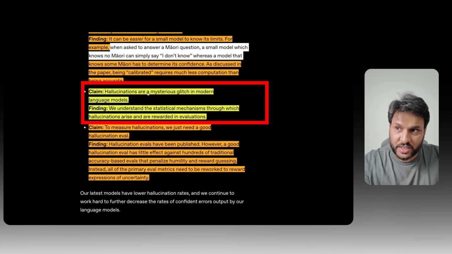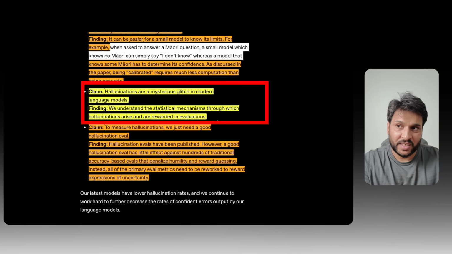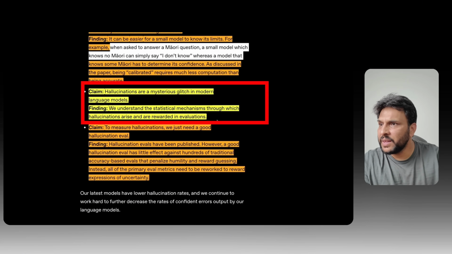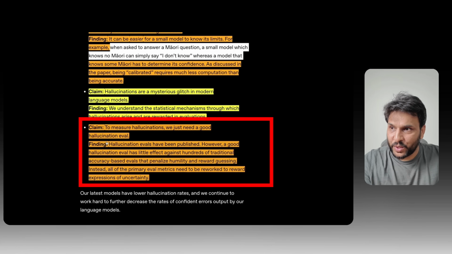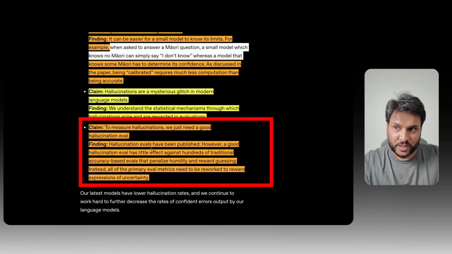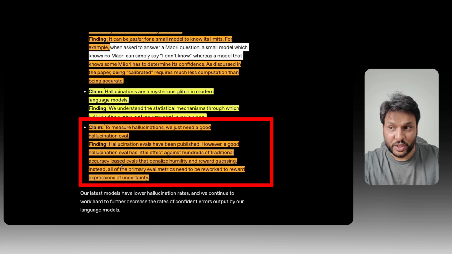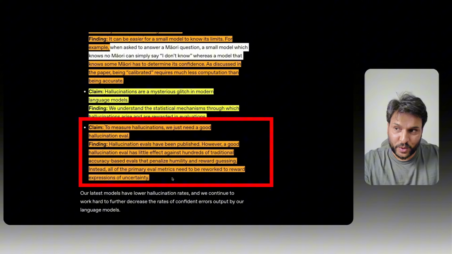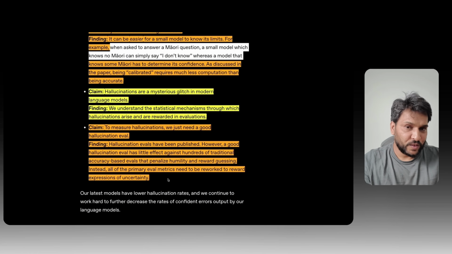The next claim is that hallucinations are a mysterious glitch in modern language models. Their argument is we understand the statistical mechanism through which hallucinations arise and are rewarded in evaluations. So we know why they occur and we also know the mechanisms to address them. And then, to measure hallucination, we just need a good hallucination eval. Hallucination evals have been published. However, a good hallucination eval has little effect against hundreds of traditional accuracy-based evals that penalize humility and reward guessing. So instead, all of the primary eval metrics need to be reworked to reward expression of uncertainty. And that is kind of the main takeaway.